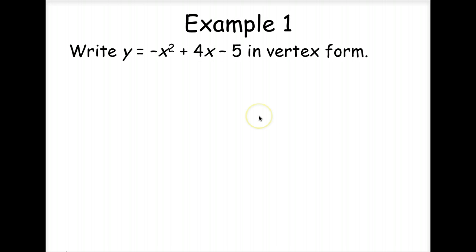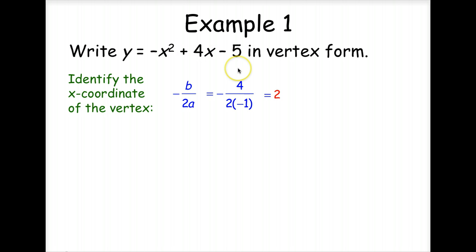So let's look at example 1. Write y is equal to -x squared plus 4x minus 5 in vertex form. So let's identify the a. We've got a is -1, b is 4, c is -5. If we're going to identify the x coordinate of the vertex using -b over 2a, it's going to be -4 divided by 2 times that -1, which is a. 4 divided by -2 would be a -2, but the opposite of -2 is 2.